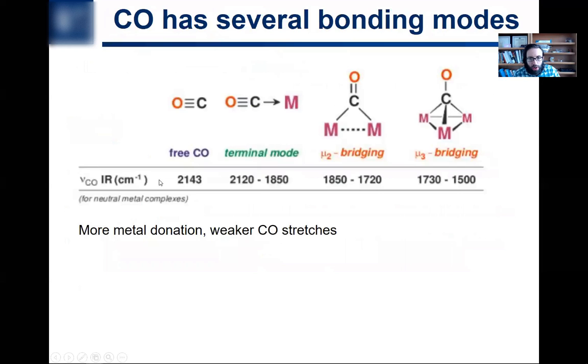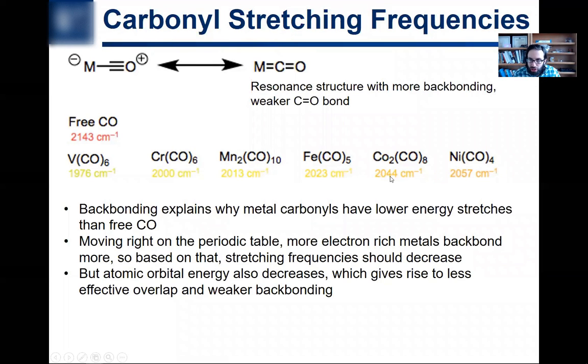And in fact, what you can do is use this stretching frequency as a proxy for how much pi back bonding you have. So if you have something that's very close to 2143, you know you don't have a lot of pi back bonding in that complex, and your resonance structure looks more like this. Okay, but if you have a much lower, weaker bond, you have this resonance structure with a lot of pi back bonding.